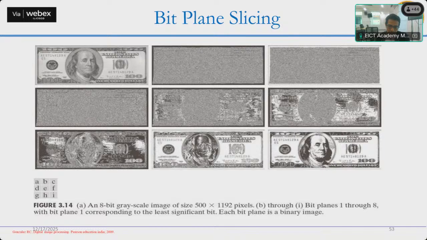So this is the plane with the LSB, the least significant bit. Then it is the second one, then the third one, then the fourth one, then the fifth one, then the sixth one.